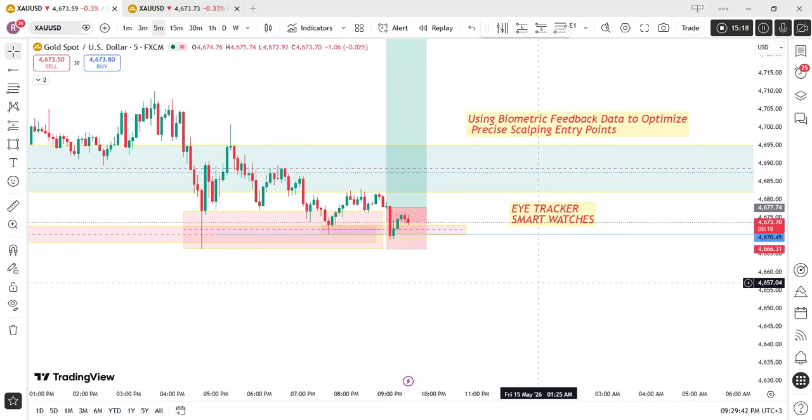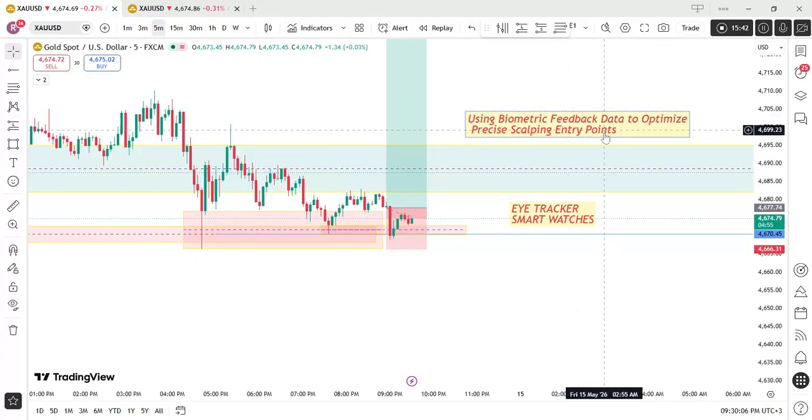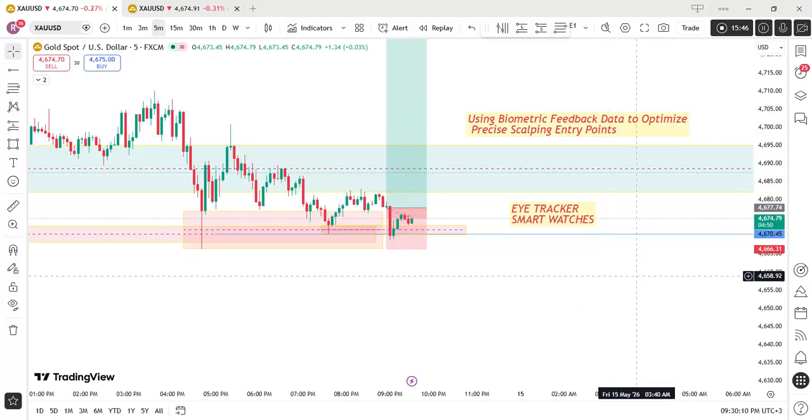So once you know where your problem is and where your strength is, you can put a balance in between. This will help you with your emotional scalps, late entries, and overall impulsive market chasing. So that's it about using biometric feedback data to optimize precise scalping entry points.